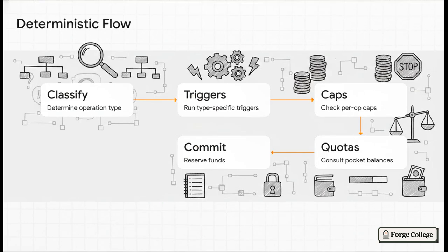So when a transaction ticket hits that concierge desk, it runs through a 5-step deterministic flow. Step 1, classify the operation type. Step 2, run the specific triggers for that type. Step 3, check the per operation caps. Step 4, look at the quotas and check those pocket balances. And this is where you'd apply prioritization if a bunch of requests are fighting for the same funds. Finally, step 5, commit the reservation of funds.